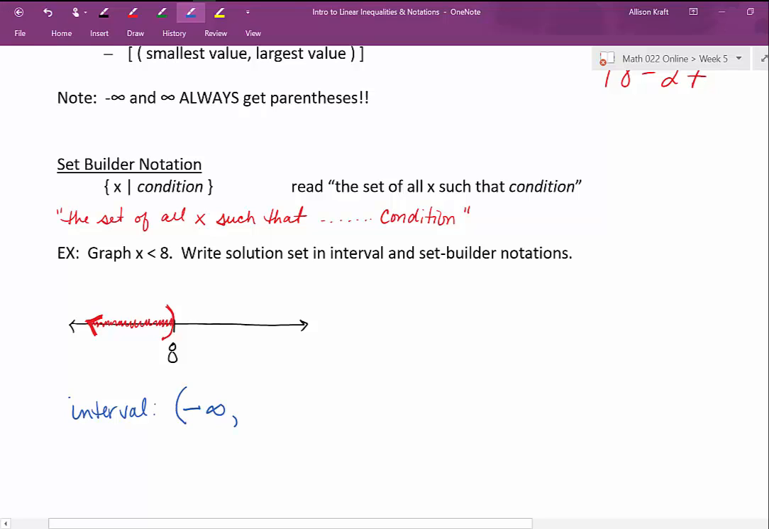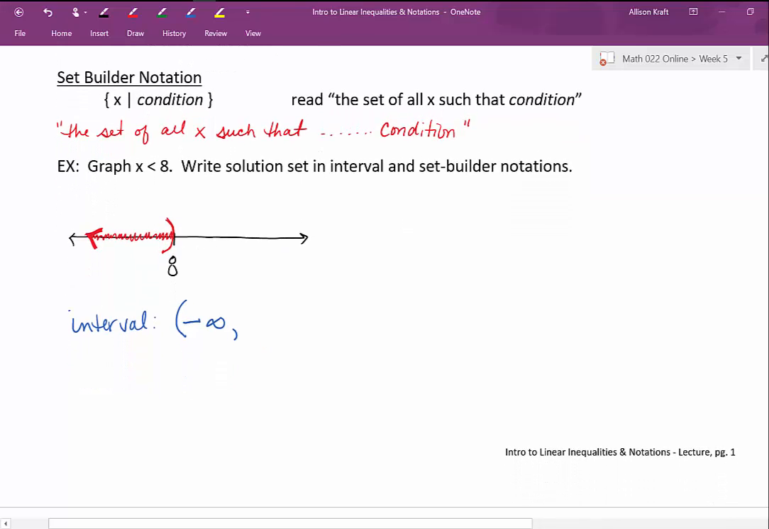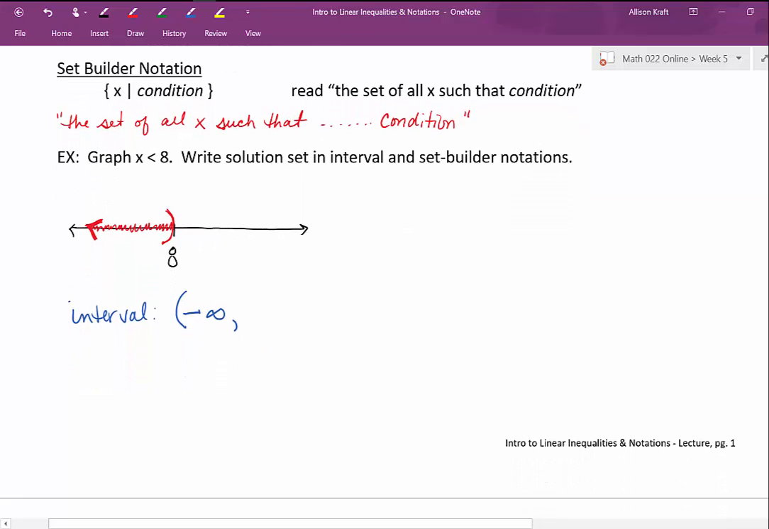comma. Now we want the very largest number in our shading. The very largest number is right before 8. The way that we're going to write that is 8 with a parenthesis. That parenthesis says we're not including 8. That gets us right up to 7.999999999.